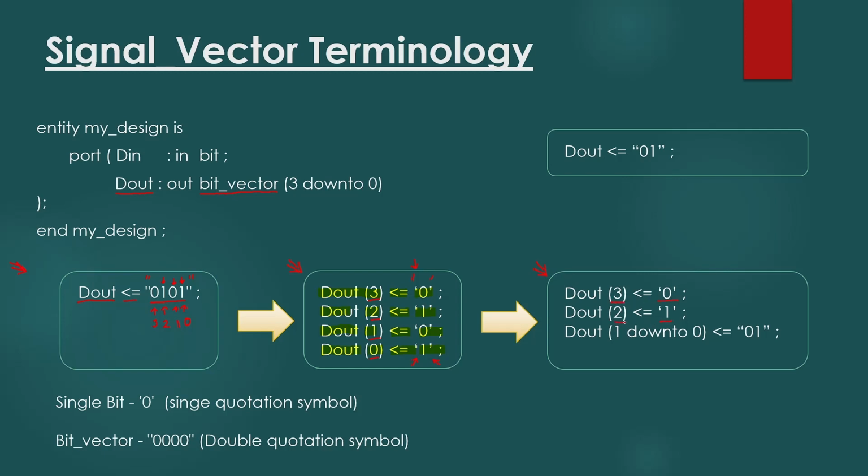Now look into the third example in which we moved value 0 to dout index 3 and then moved 1 into dout index 2. But now in the third statement we use 2 bits and write dout 1 down to 0 gets the value of 0, 1. That means dout index 1 gets the value of the first assignment, which is 0, and dout index 0 gets the second assignment. So the first two statements are in single quotation symbol and the last statement is in double quotation symbol. Interesting thing is this, that all three examples assign 0, 1, 0, 1 into dout, and index starts from 3 down to 0, but you just wrote them in three different ways.